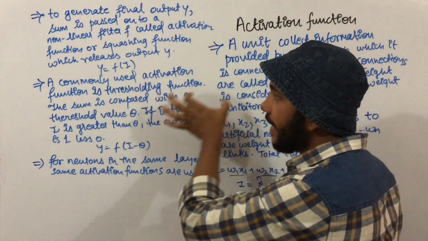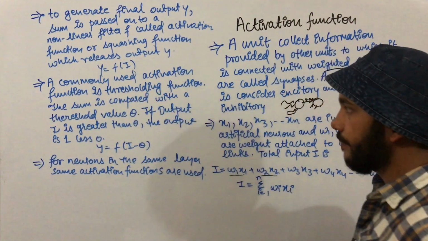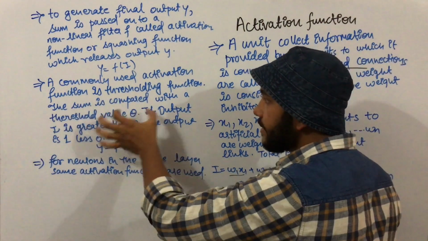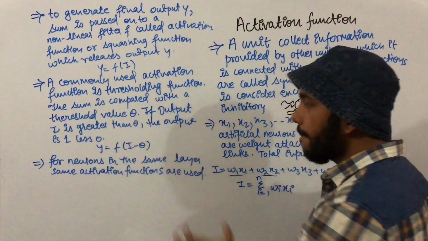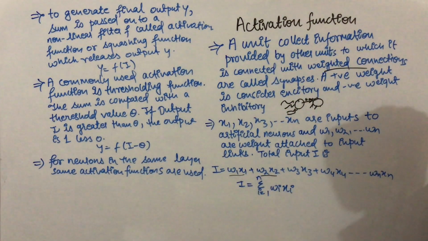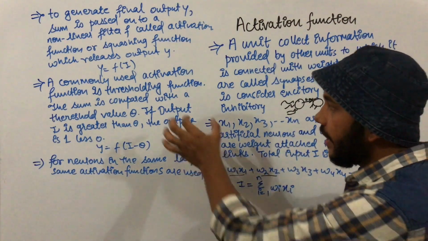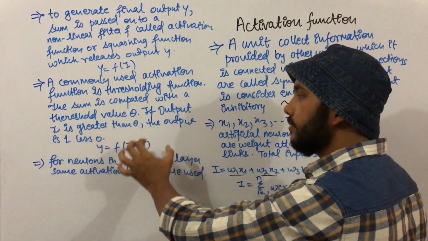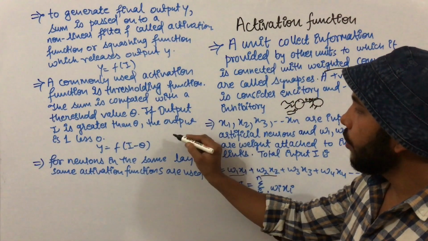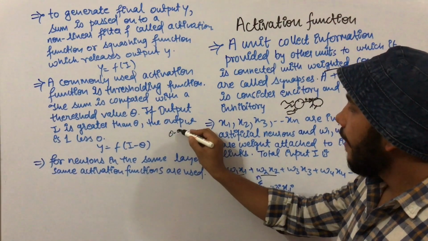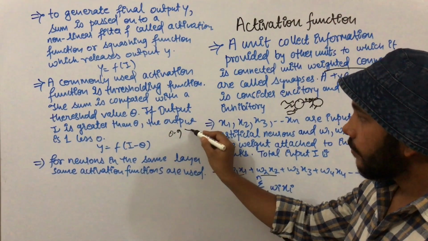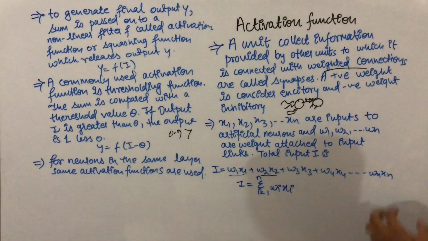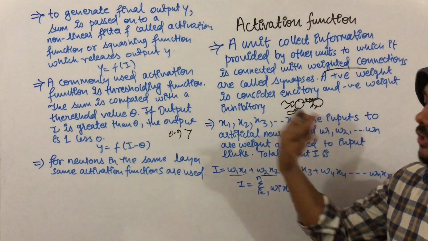A commonly used activation function is the thresholding function. The sum, that is our I, the sum of total inputs, is compared with a threshold value theta. If I is greater than theta, then the output is 1, else 0. Suppose our value of I is 0.9, and we consider theta as 0. Theta is our threshold value, and it varies according to the question.